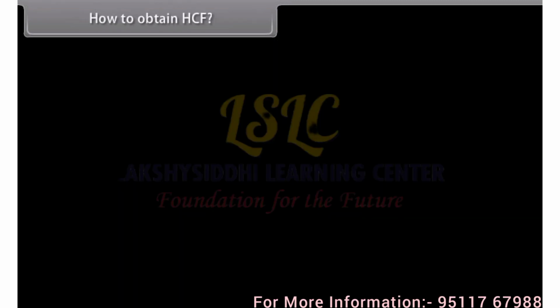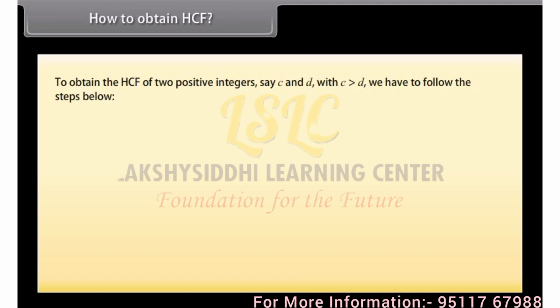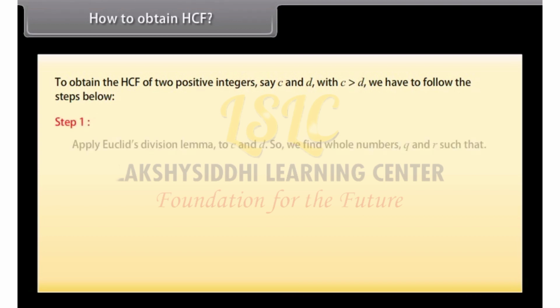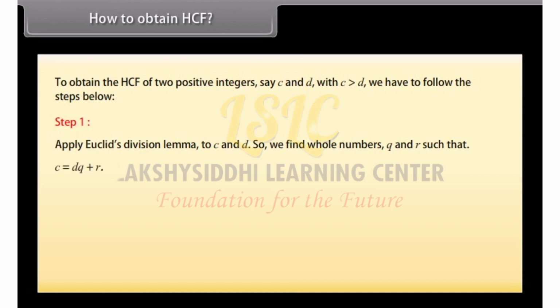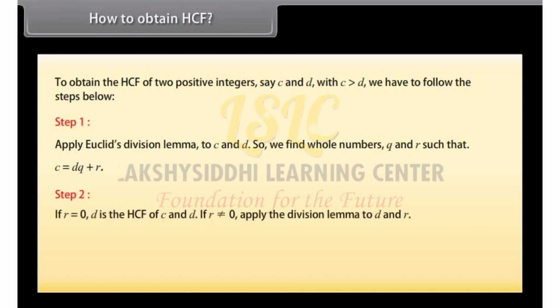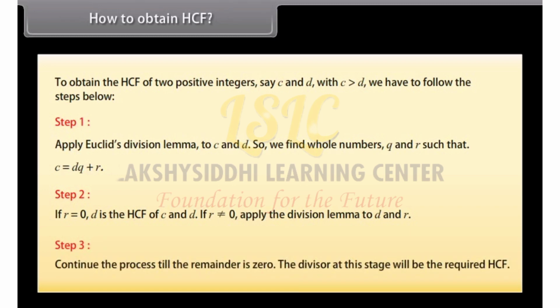How to obtain HCF? To obtain the HCF of two positive integers, say c and d, with c greater than d, we have to follow the steps below. Step 1. Apply Euclid's division lemma to c and d. So, we find whole numbers q and r such that c = dq + r. Step 2. If r = 0, d is the HCF of c and d. If r ≠ 0, apply the division lemma to d and r. Step 3. Continue the process till the remainder is 0. The divisor at this stage will be the required HCF.